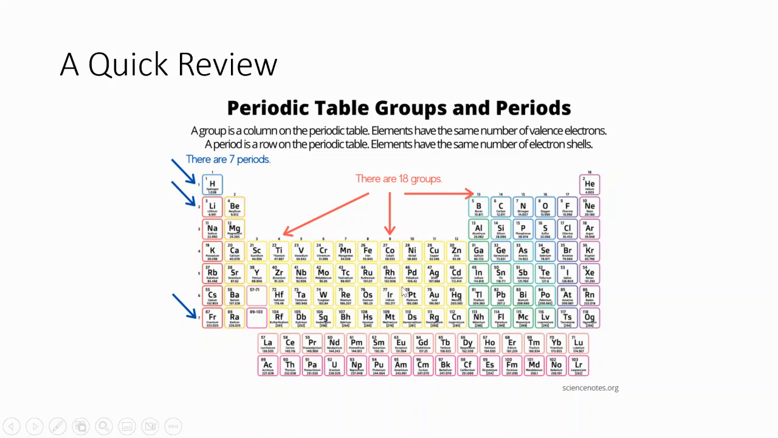A group refers to the vertical column on the periodic table. Elements in the same group have the same number of valence electrons. For example, these elements here in group 1 all have one valence electron. A period refers to a row on the periodic table. Elements in the same period have the same number of electron shells. For example, these elements in period 3 all have 3 electron shells.